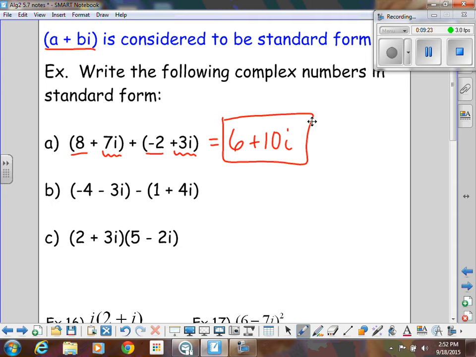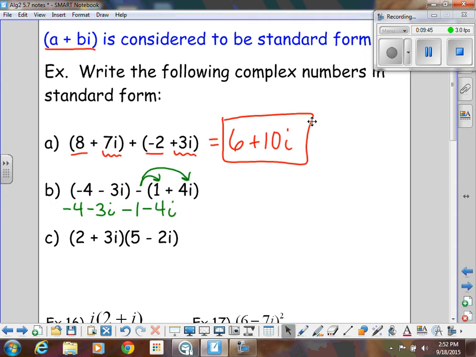Now with subtraction, remember that we have to distribute that subtraction, or that negative sign, to that parenthesis. So this is really like negative 4 minus 3i. Notice nothing here changed, but I have negative times a positive 1, that would be a negative 1, and negative times a positive 4i, that would be negative 4i.